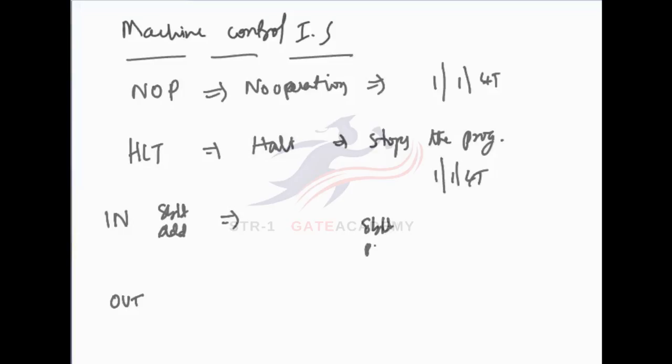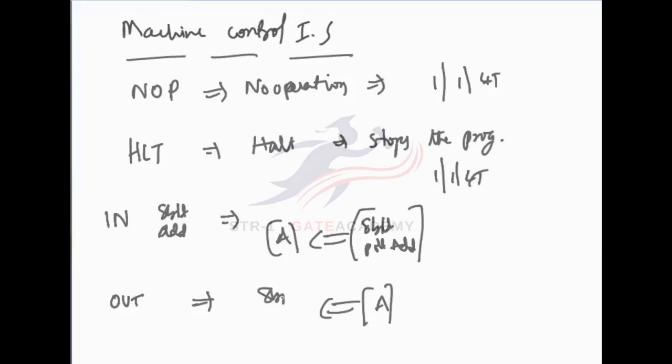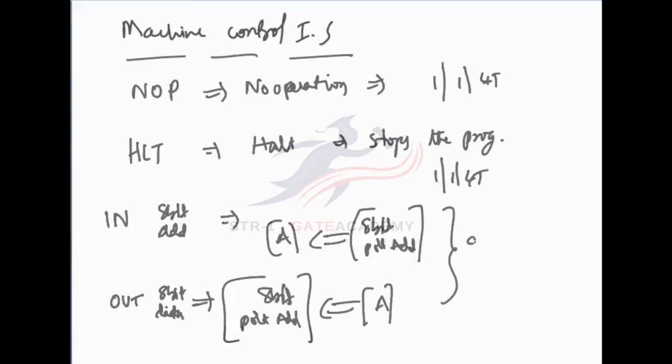8-bit port address. This address location data is stored into the accumulator. Your OUT operation is: accumulated data is stored into the 8-bit port address. Port address means some IO devices, external devices. Here an 8-bit address is there, and here also an 8-bit address, so it requires a 2-byte instruction.